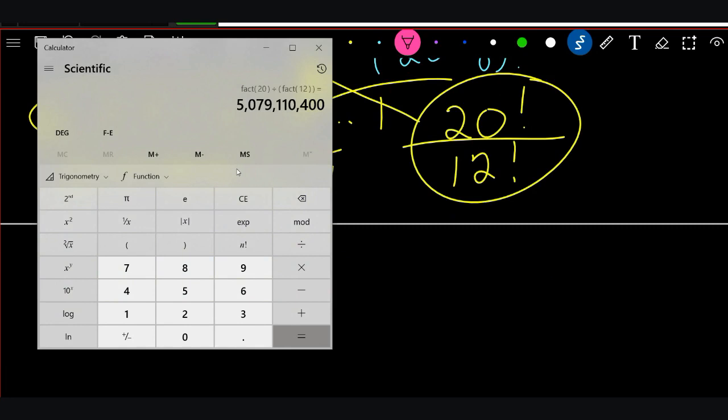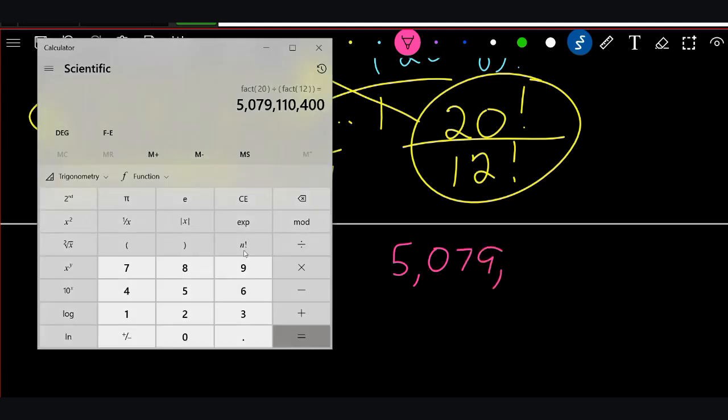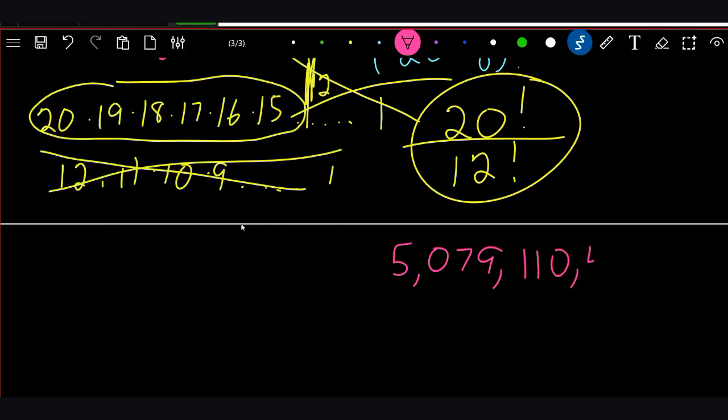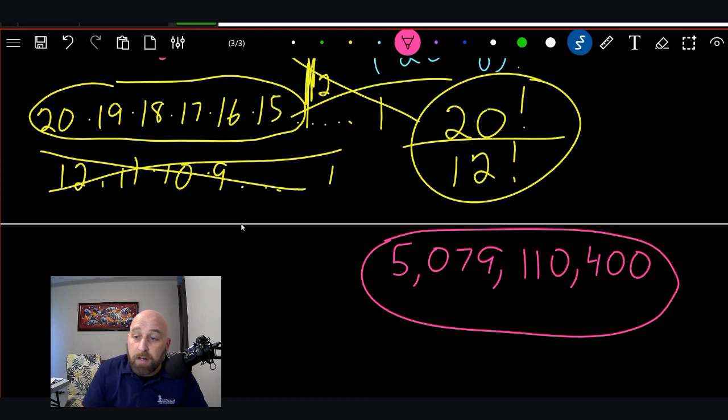This is crazy. 5 billion 79 million 110,400. Woo! Big number. Now, remember what I said earlier about I wouldn't want to count that high?